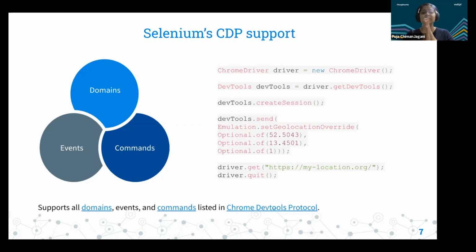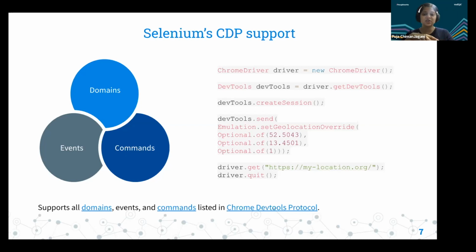Let's look at how the code for the same looks in Selenium. This is a simple snippet of how we use CDP using Java. The same support is available in all the languages that Selenium supports. The first line you see is a Chrome driver being initialized. A simple session is created with the Chrome driver. We try to get the DevTools instance. We just say, hey, give me the DevTools instance. You get a DevTools instance.